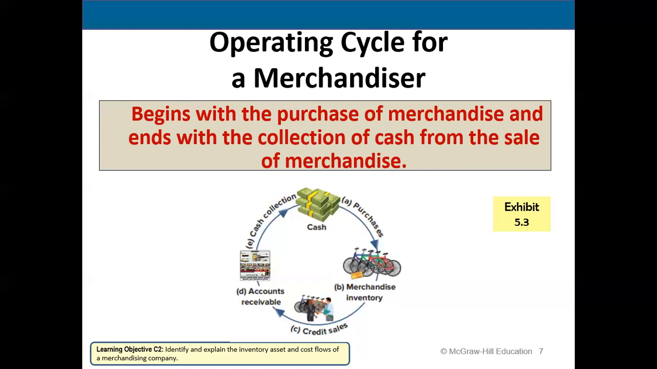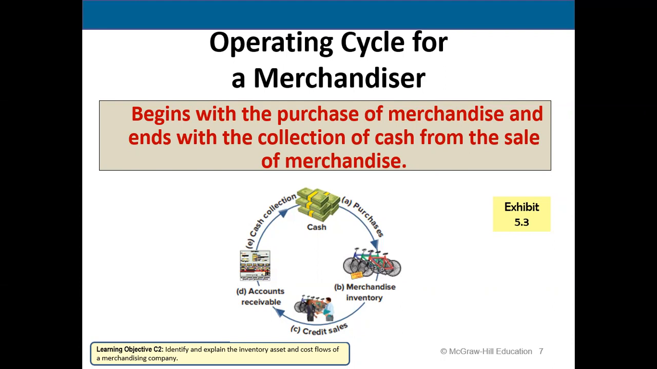Then you hold on to that inventory until you can sell it. And usually you don't sell for cash, although a lot of merchandisers do. Walmart, for example, does pretty much everything cash. Anyway, so we sell the inventory. If we sell it on credit, that turns it into accounts receivable. And then we collect our accounts receivable and we have cash again. And the idea is that you'll have more cash when you're done.